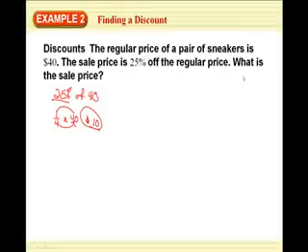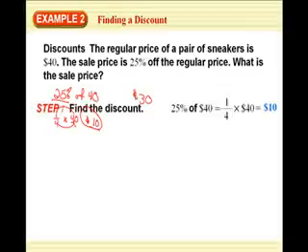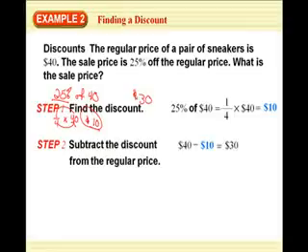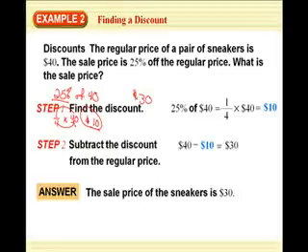So then look, you got to be careful on the question. What is the sale price then? So the sale price of those shoes would be $30. And they might do it a little differently, but well, they agree with us there. And then you subtract the discount from the regular price.